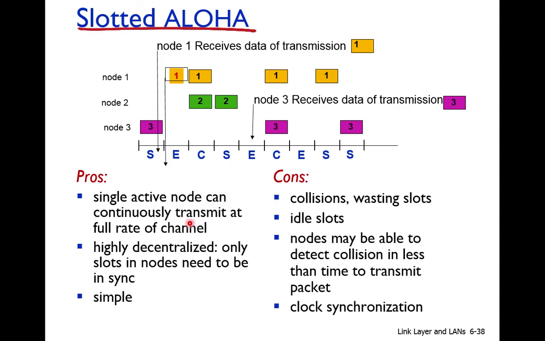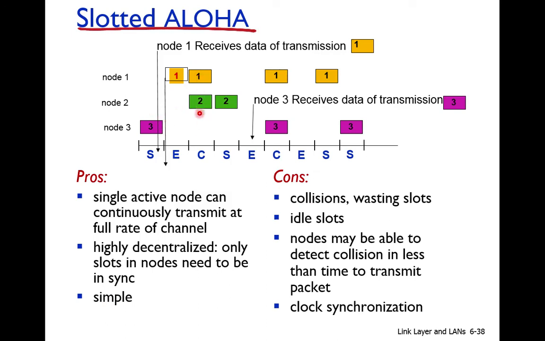So what are the advantages of slotted Aloha? A single active node can continuously transmit at full rate. For example, when a node is transmitting data, it is using the full bandwidth. It is highly decentralized, because there is no single authority assigning which node should transmit at which time. Everyone is operating from its own perspective, and no single external entity controls which node transmits when. It is also simple.